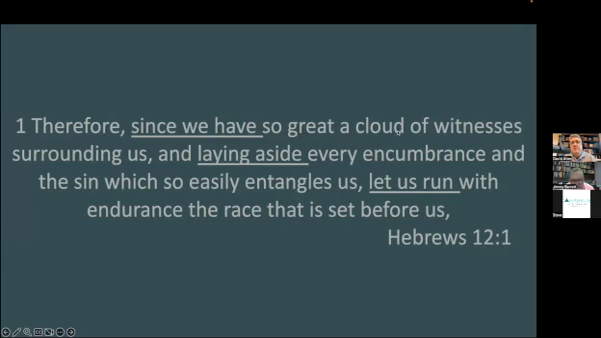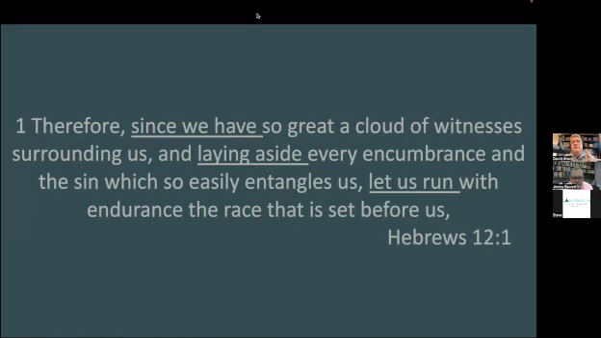Since we have so great a cloud of witnesses surrounding us. All right, now that's a participial clause. So now the question is, what does that clause modify? And in the text, that clause, a subordinate clause, modifies the main verb. Let us run with endurance the race that is set before us. So you read it like this: Since we have so great a cloud of witnesses surrounding us and laying aside every encumbrance, let us run.